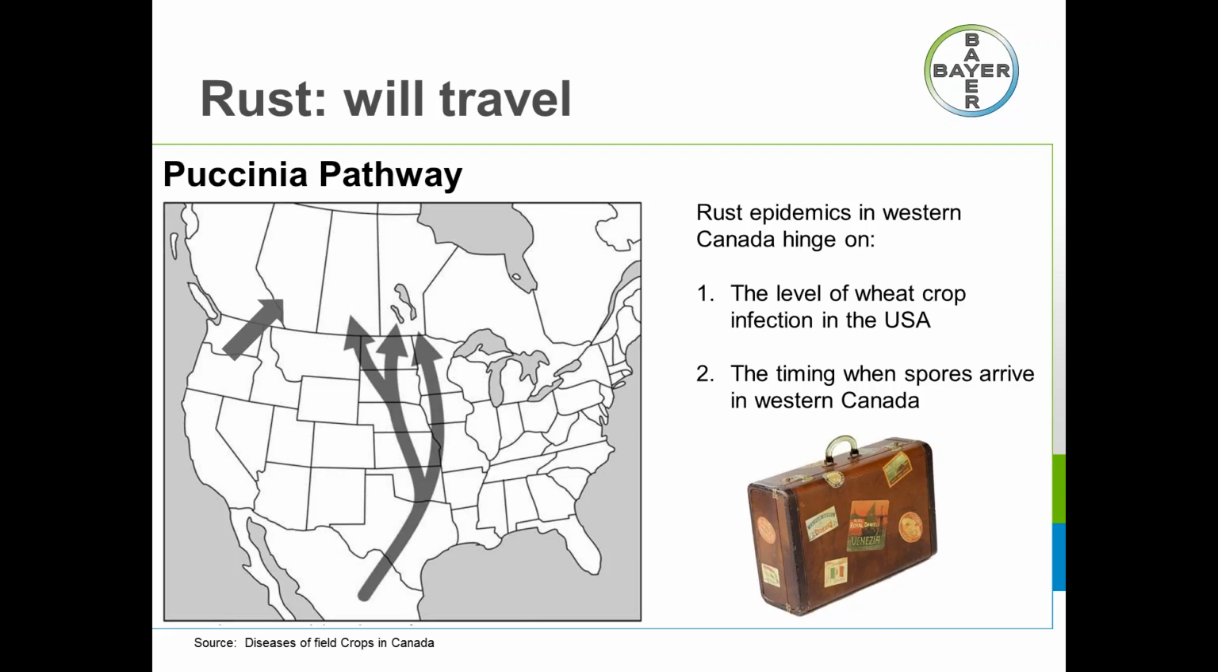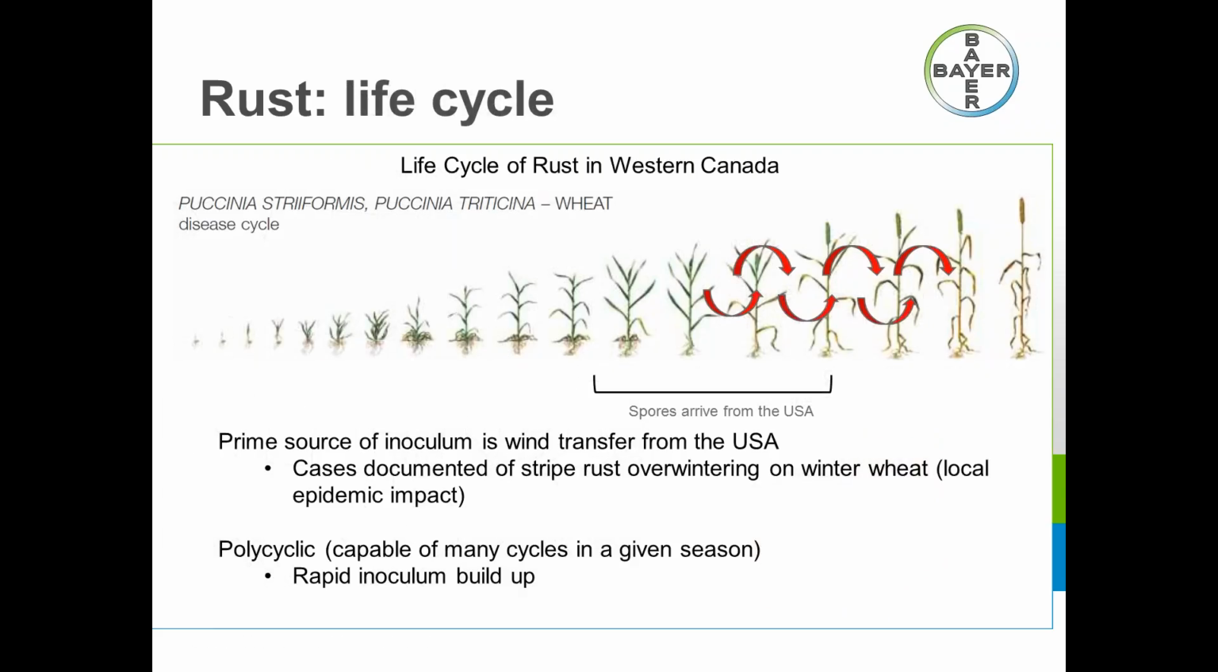Stem and leaf rust typically arrive from the south central USA into our eastern prairies, whereas stripe rust typically arrives in southern Alberta by the Pacific Northwest. So a lot depends on what's going on south of the border, as well as the timing of when those spores arrive in a given growing season.